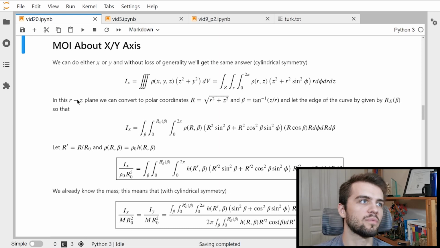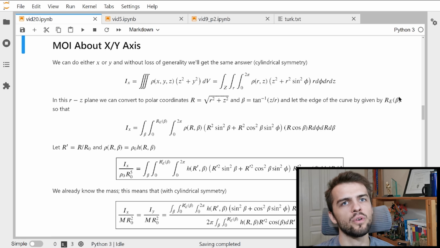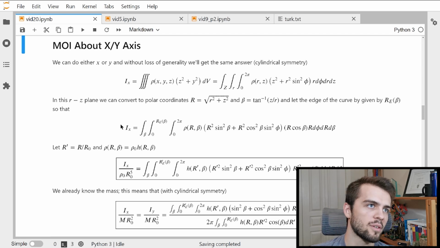Like before, I convert the rz plane into spherical coordinates, or polar coordinates, sorry, so that I have this capital R as r squared plus z squared, and beta, like defined before, the edge of the curve like this, and my integral goes, the integral over beta, which is, in our case, pi over 4 to pi over 2, integral to R beta, 0 to 2 pi of everything expressed here.